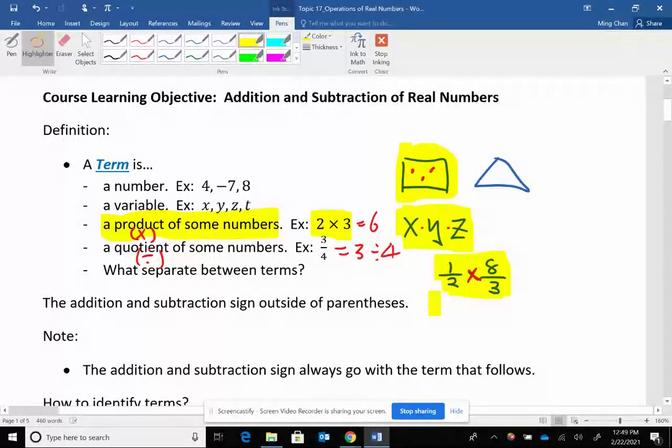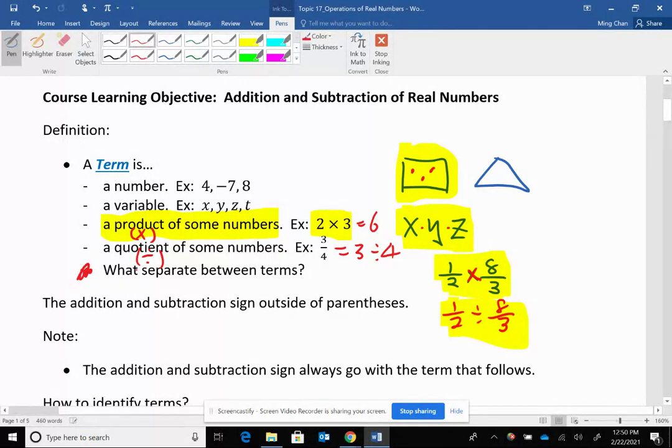Okay, so I'm not saying every fraction is a term. It depends on the operation. So if I have a half divided by 8/3, division between any number, this is considered as one term. This is all the line right here.